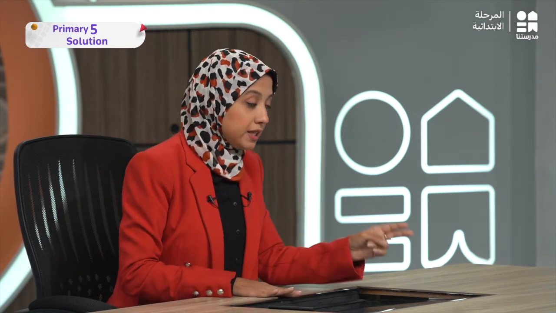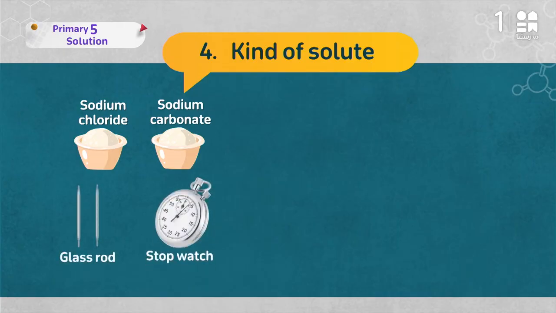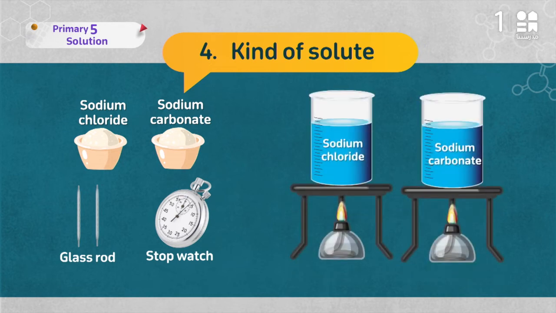كنا كل مرة نستخدم sugar وsugar أو salt وsalt، المرة دي هنستخدم two kinds، حاجتين مختلفين من ال solute. عندنا هنا sodium chloride and sodium carbonate. The same amount of solute بس ال kind مختلف. هنستخدم برضو glass rod و two beakers. ال two beakers فيهم solvent with the same amount of solvent and we're gonna put them on heating. هنحطهم ايه on the heat. طيب يبقى دلوقتي عندنا kind of solute.